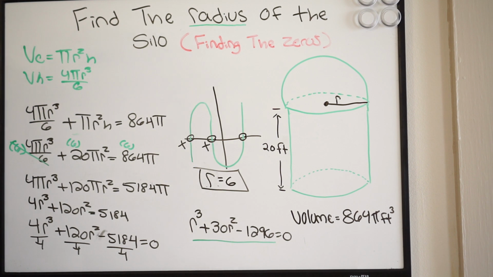Okay? So that's a real-life application, how you can use a polynomial function, finding the zeros, and apply it, okay, to a real-life situation. All right?